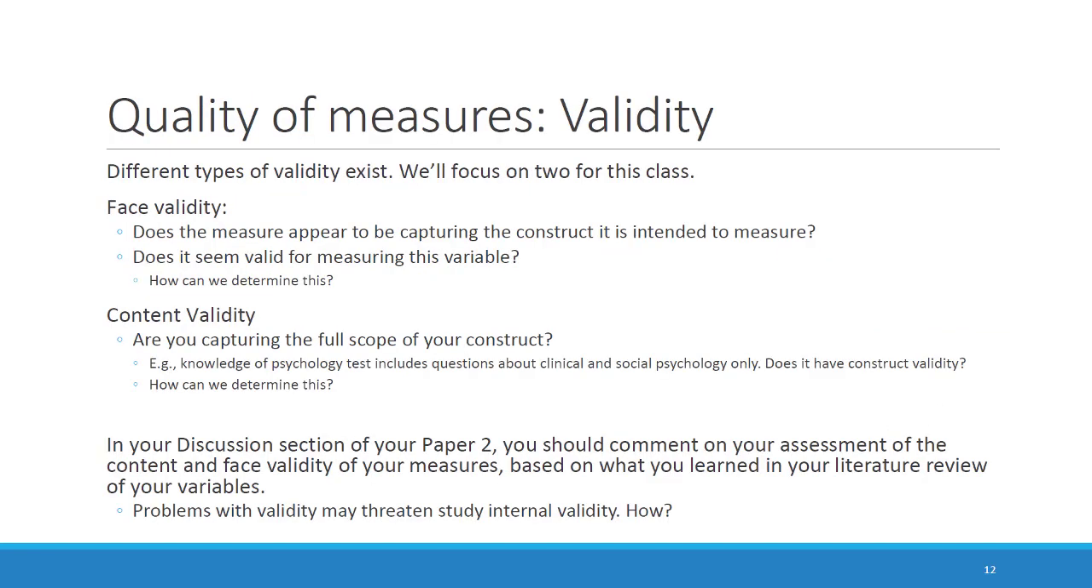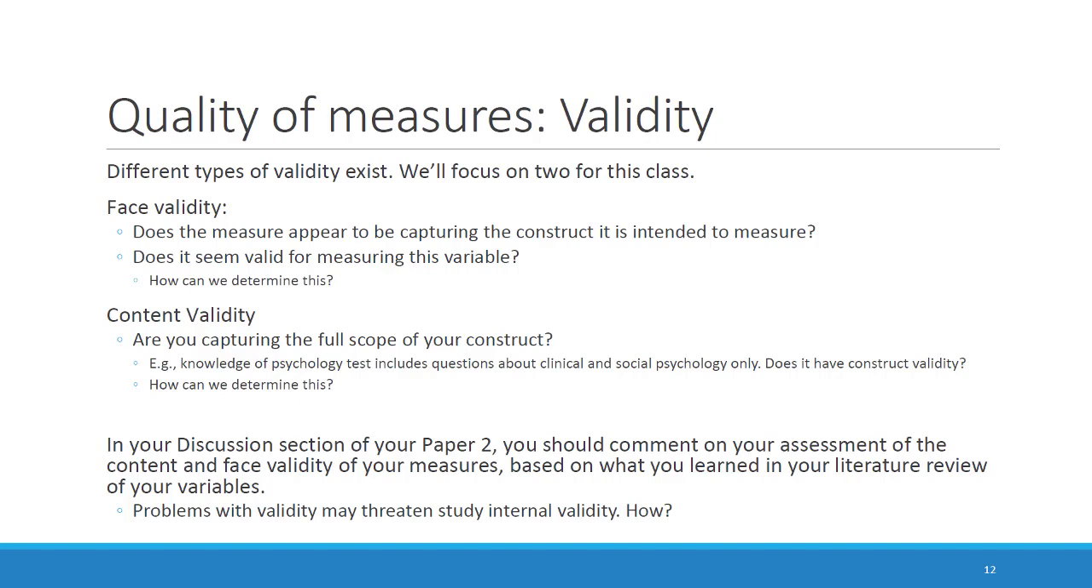Let's now talk about validity as another measure of the quality of our measures. Different types of validity exist. We're going to focus on two for this class. The first is called face validity, and this means, does the measure appear to be capturing the construct it is intended to measure? Does it seem valid for measuring this particular variable?